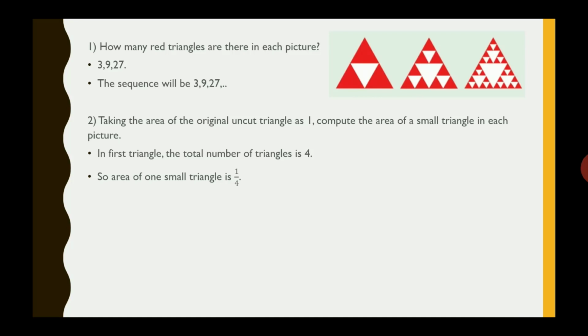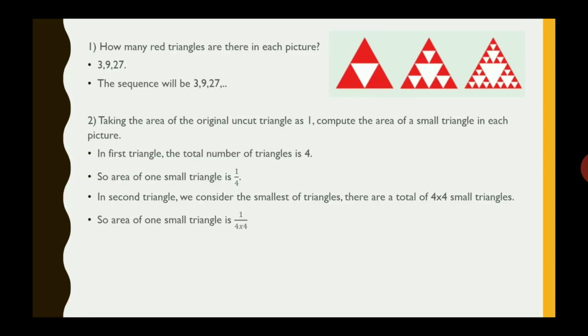Now we consider the second triangle. How many small triangles are there? What is the total of the small triangles? Look at the first triangle. The first triangle is actually 4 times the second triangle. So the total number of small triangles will be 4 into 4, that is 16. So what will be the area of one small triangle? It will be 1 by 4 into 4.